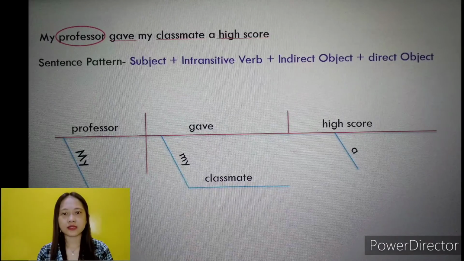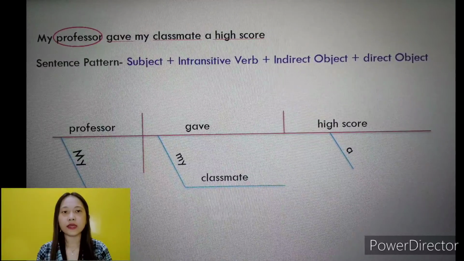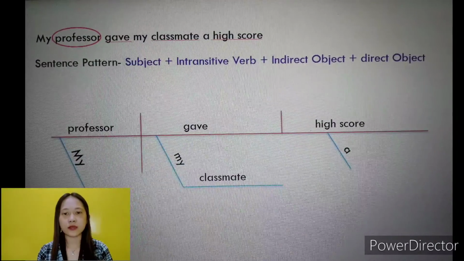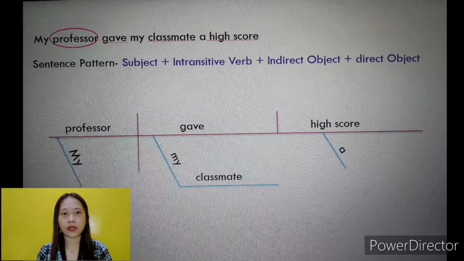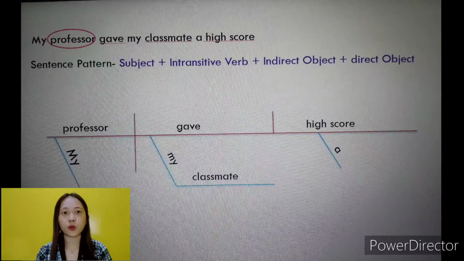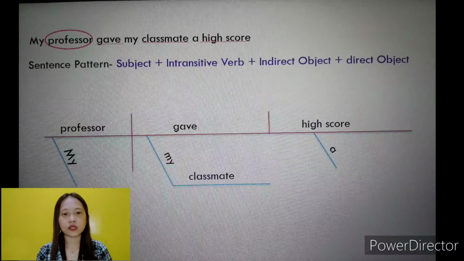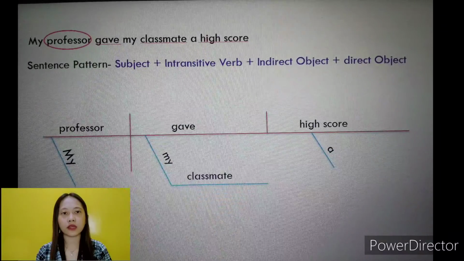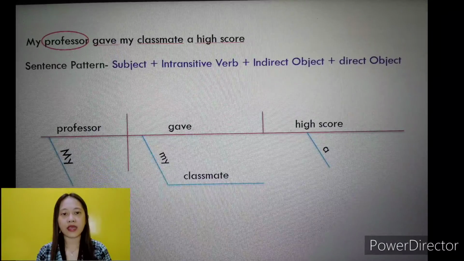Second sentence is, my professor gave my classmate a high score. It indicates that there is a simple sentence. So, we start to draw a horizontal line and look for the subject and verb. The subject is professor and the verb is gave, which is written at the cross line. So, we write another vertical line for the direct object, a high score.